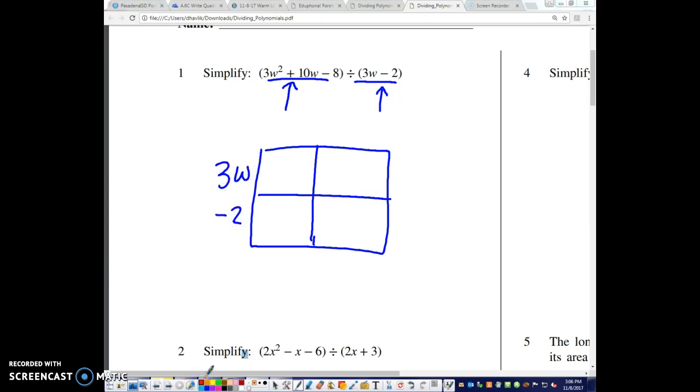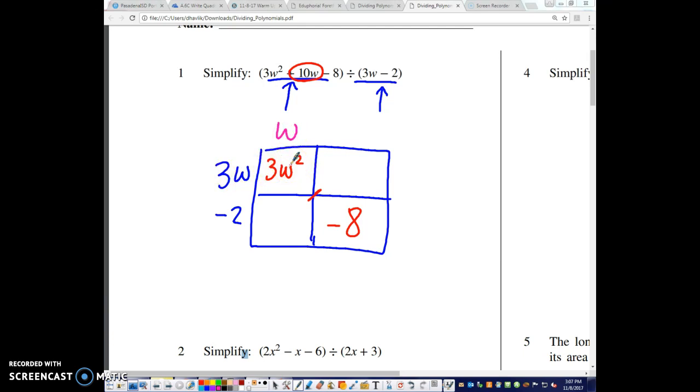Now, here's where it gets a little interesting. 3w squared goes here. The -8 goes here. But that 10w is split between these two boxes. Okay, so we have to figure out how to split it. Here's a way you can do that. 3w times what will give you 3w squared? Just w. So 3w times w gives you 3w squared, right?